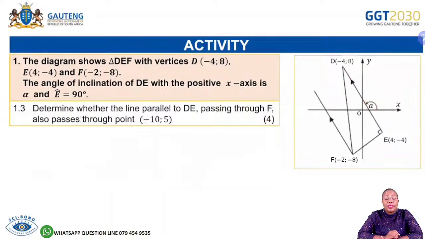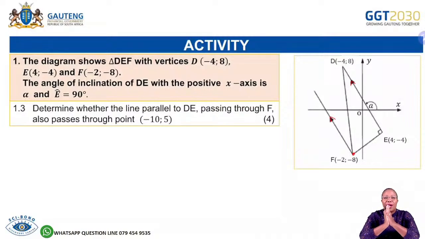Moving on to the next activity. We are still on the same diagram. They say determine whether the line parallel to DE passing through F also passes through the point -10 and 5. Okay, we are testing whether this line here, which is parallel to the DE line and passing through F, is also passing through the point -10 and 5.